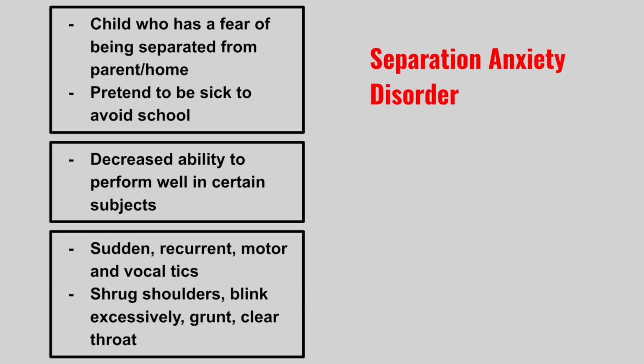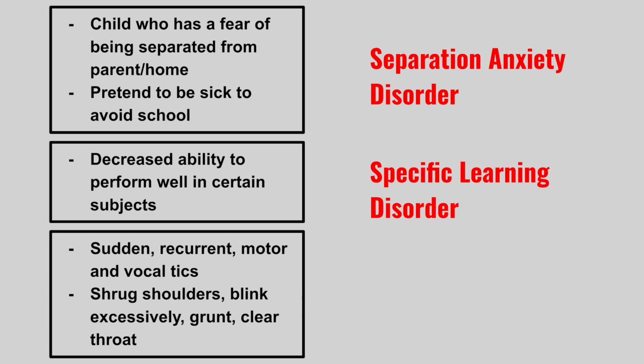Next, we have a patient who has a decreased ability to perform well in certain subjects. This is specific learning disorder. Next, we have a patient with sudden recurrent motor and vocal tics, like shrugging shoulders, blinking excessively, grunting, and clearing their throat. This is Tourette syndrome.